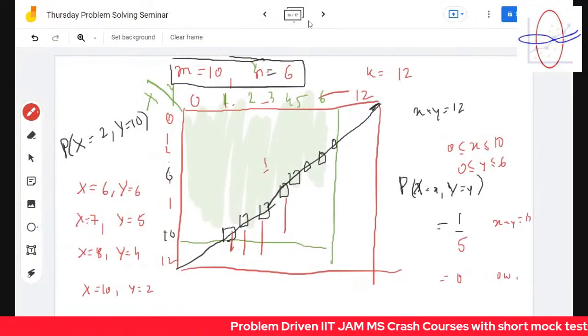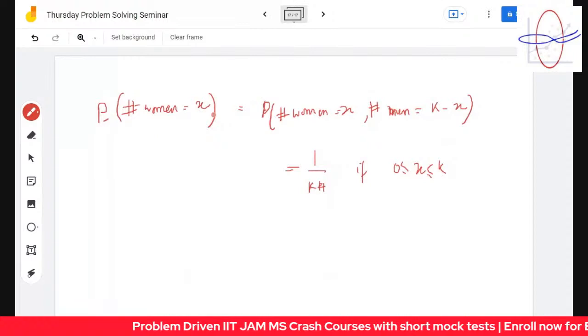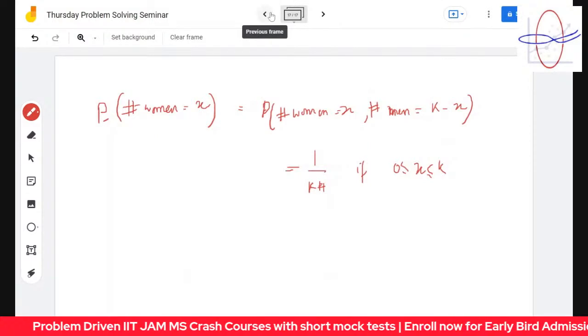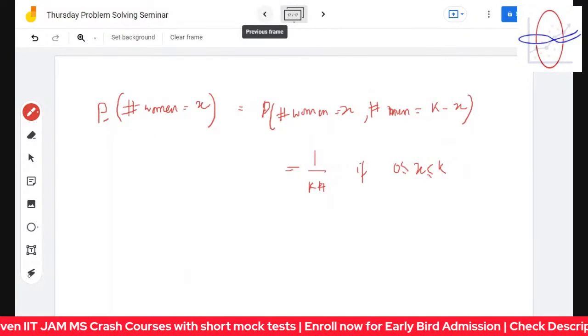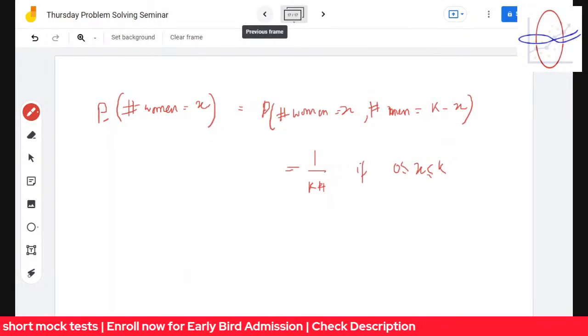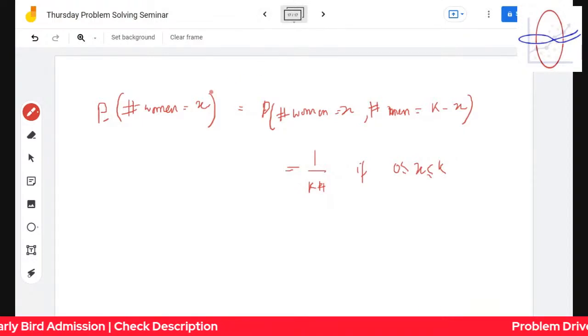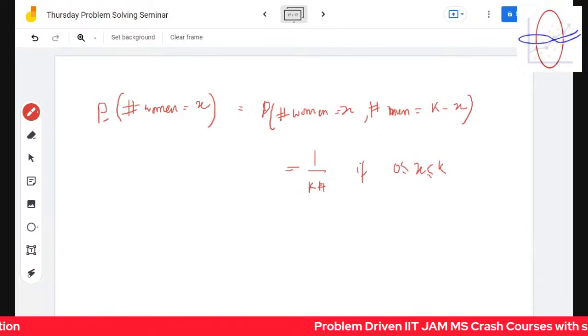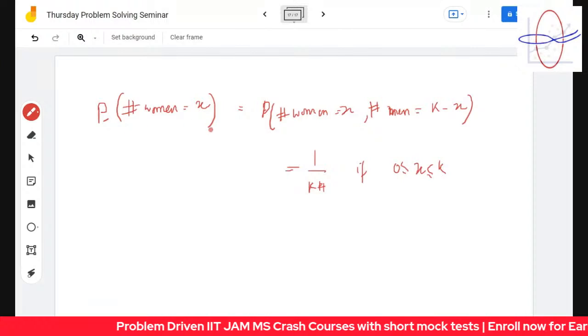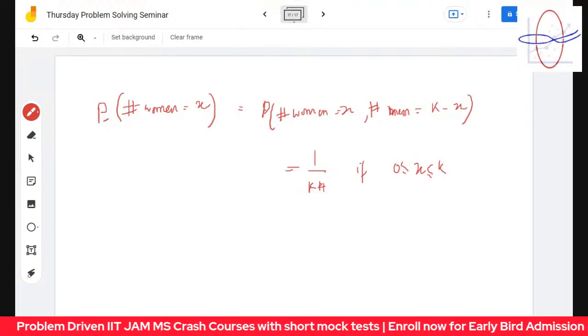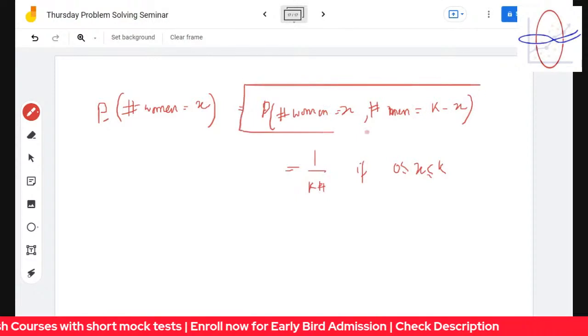So the number of women, yes, fine. We want to find the probability that the number of women in the committee is X. Once we fix the number of women in the committee as X, that automatically fixes the number of men in the committee as K minus X. That means if the number of women is equal to X, the number of men is automatically equal to K minus X, and so this is a joint distribution.